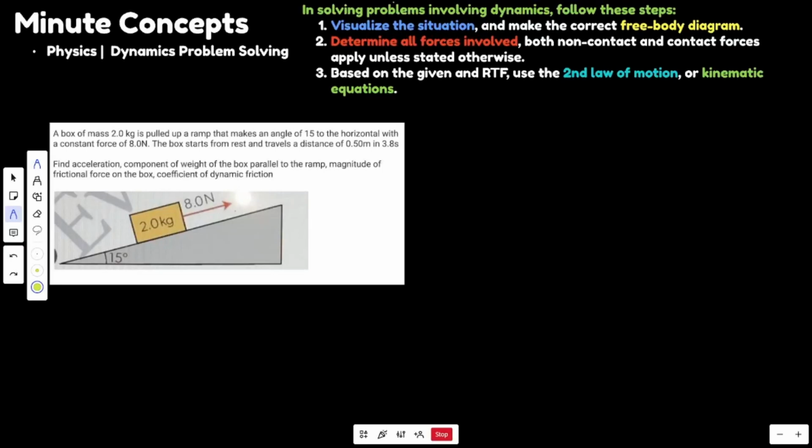Hello everyone and welcome back to another in-depth concept on physics, this time about dynamics problem solving. So this is the combination of all of the things that we've just learned. From the difference between kinematics and dynamics, to free body diagrams, to the different laws of motion, this is where they all come together.